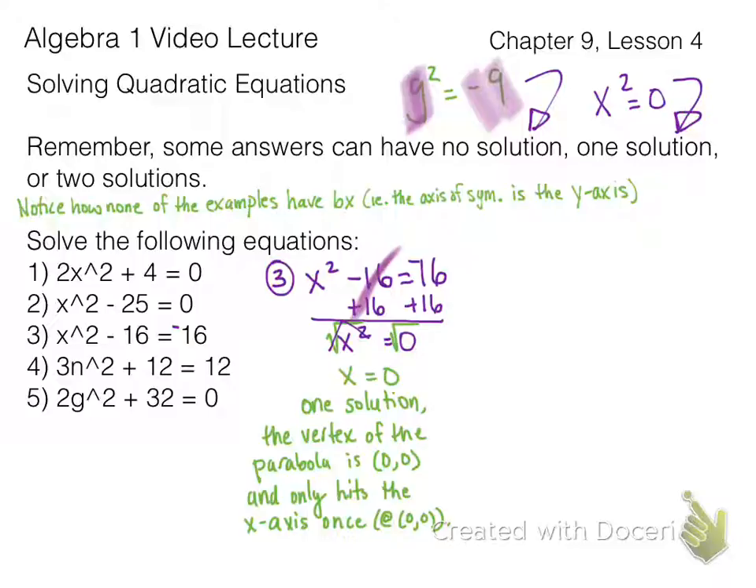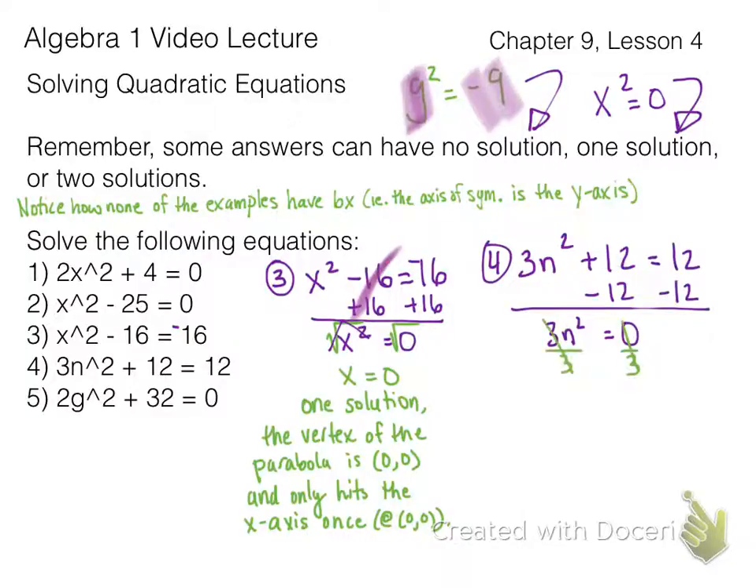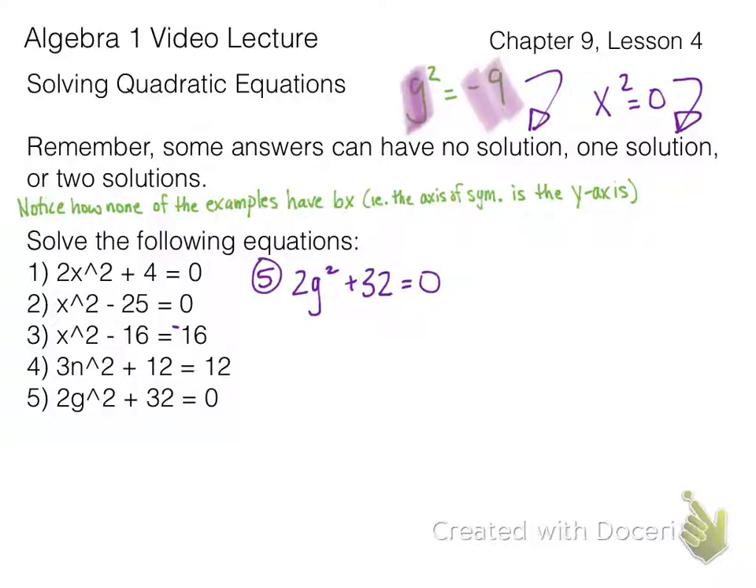And that's also probably going to be my vertex, and I know it's my vertex because I also don't have a bx. Therefore, my axis of symmetry is going to be the y-axis, so therefore when x equals 0, I'm going to get my vertex, which in this case is also (0, 0). It all works out. You guys should be able to prove it by graphing it as well as doing the math. Okay, so next problem, we have 3n squared plus 12 equals 12. So if I minus 12 on both sides, divide by 3, take the square root, it's also one solution, (0, 0). All right, last problem.